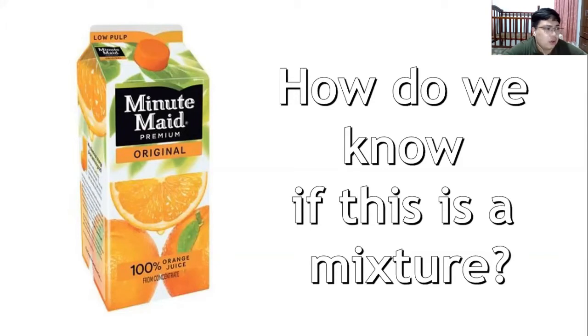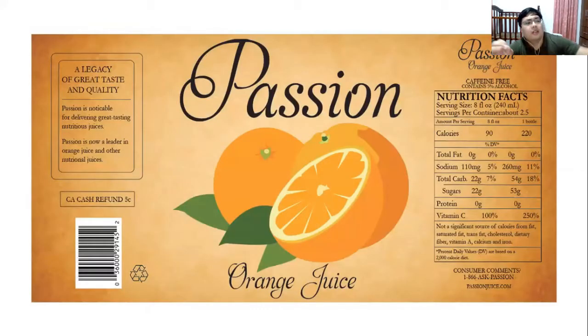Would you consider this orange powder as a compound? Why or why not? If you read the label of the juice powder, you will discover that the orange powder may have at least two or more components.